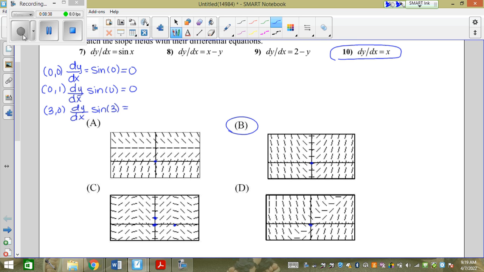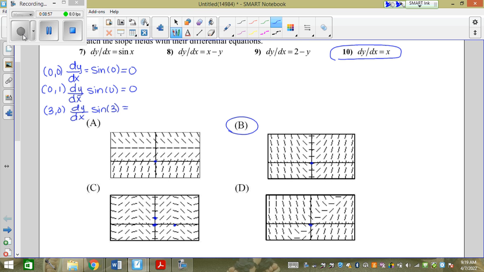Okay. Now, if this was dy over dx is sine x, what was it originally? Negative cos. We have to keep that in mind. Okay? Now, let's go to this one. dy over dx is x. What would it have been originally? X squared, possibly. Maybe. Okay.